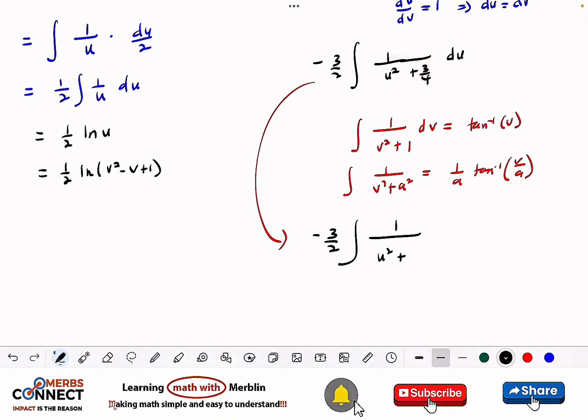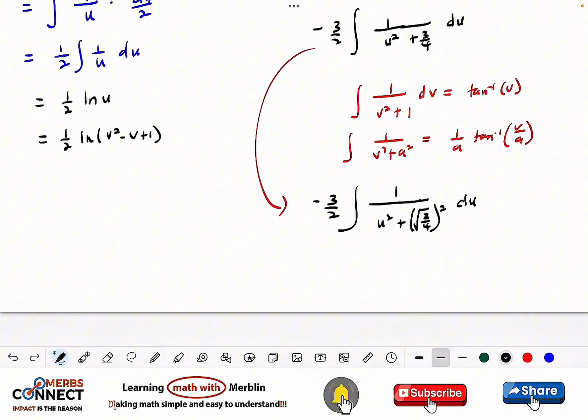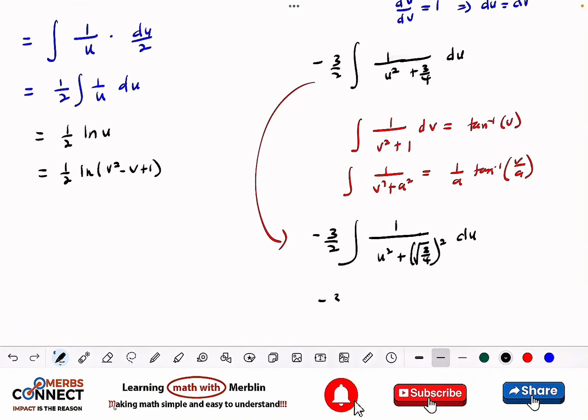a squared? I can write this one as square root of 3 over 4, all squared. I'm doing this because I know that the square root of this, all squared, will cancel, and I have this one already. So now I can compare this to this. I can see that the variable is u and a is that. So this is going to help us to write this one as minus 3 on 2 arctan or tan inverse.